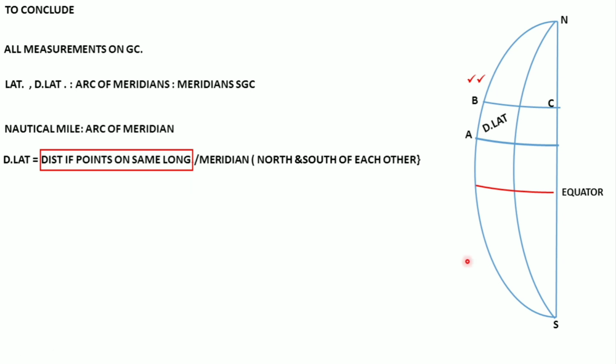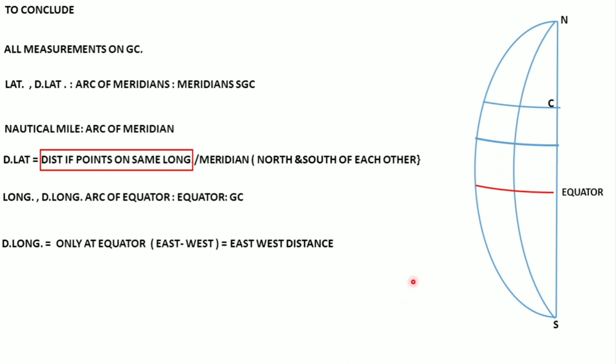But if there is a point C on the same parallel as B, the d lat is still the same, but the distance will not be the same as the d lat. Now the distance is going to be A to C. Similarly, for longitudes, we measure the longitudes or d long along the equator. These two meridians, if you see, the d long is the same throughout, right from equator up to the poles. But equator is running east and west. So 2 points on the equator will be east and west. Of course, 2 points on a parallel of latitude will also be east and west, because latitudes also run east and west.